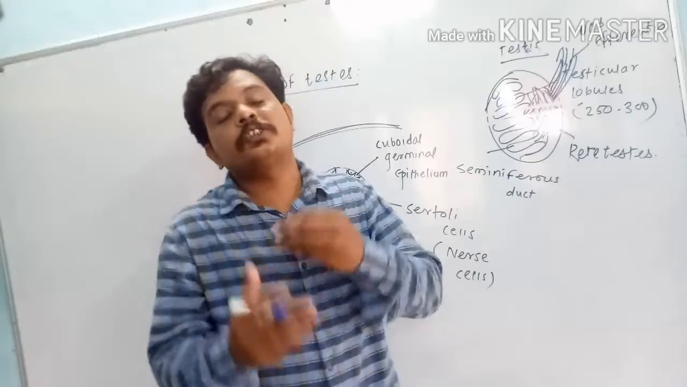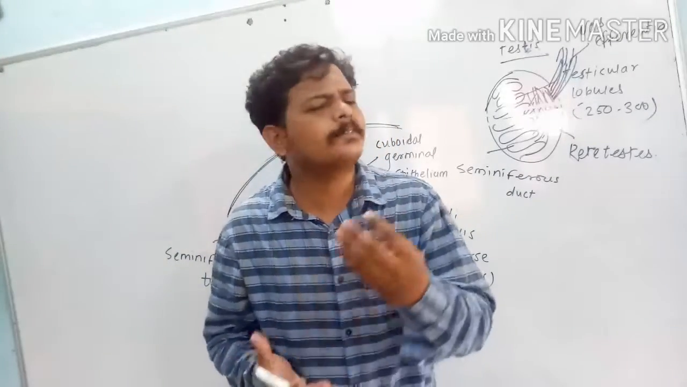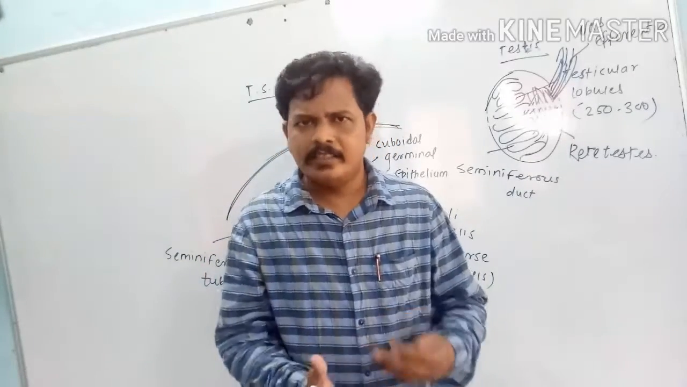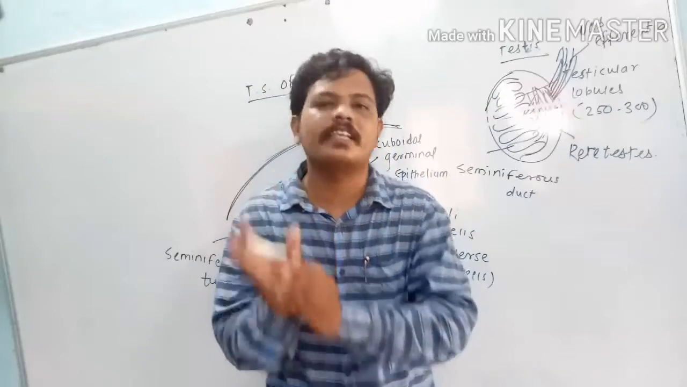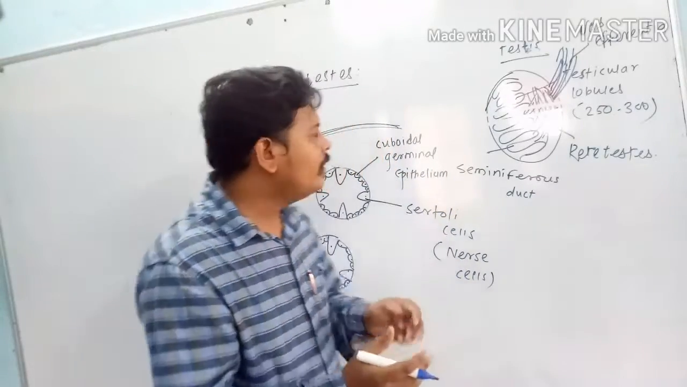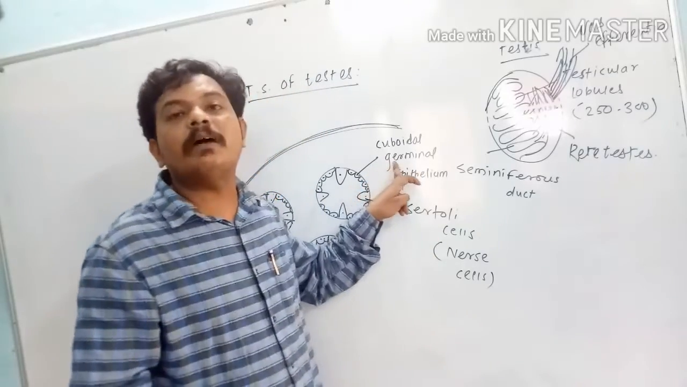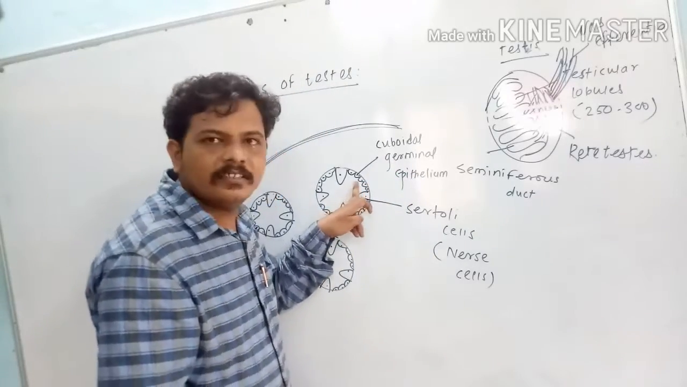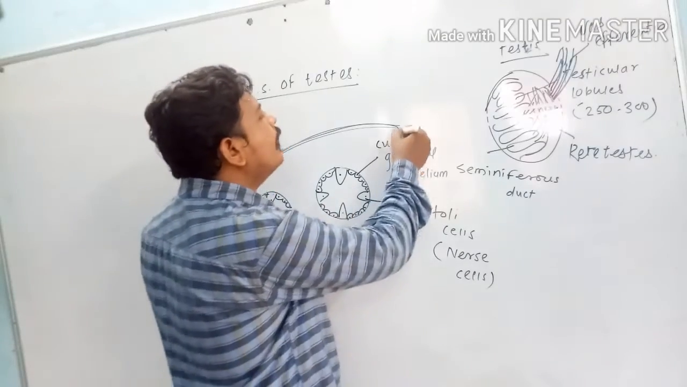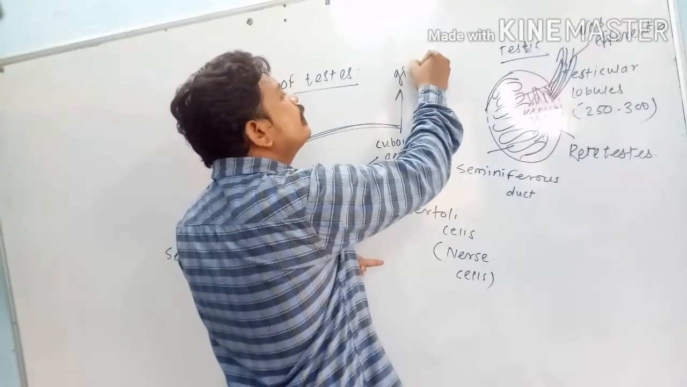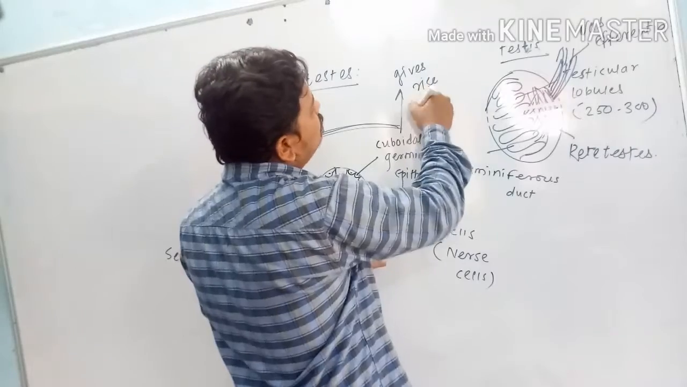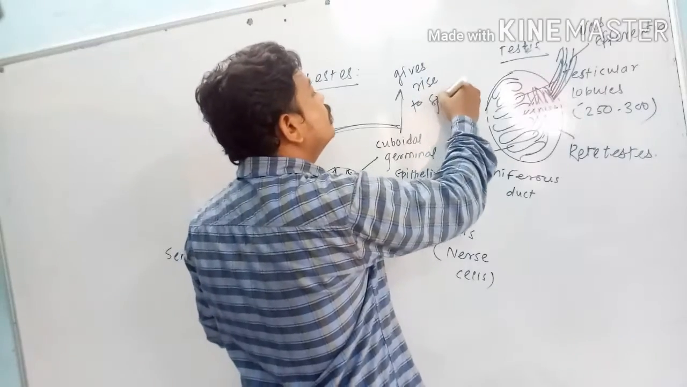Remember that. जो sperm produce होते हैं वो कौन से cell? Sperm is nothing but a cell. It is a male primary sex cell. But this cell is formed by the division of which cell? Germinal epithelium. So cuboidal germinal epithelium gives rise to sperms.